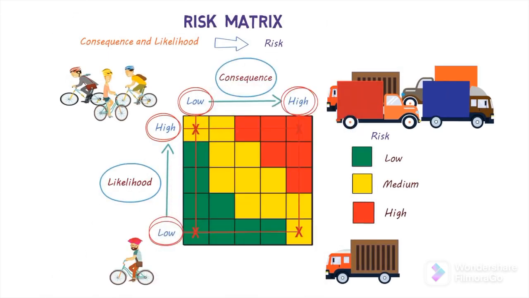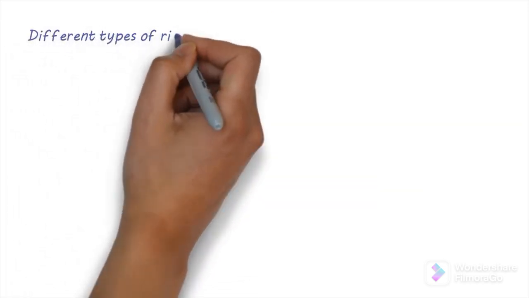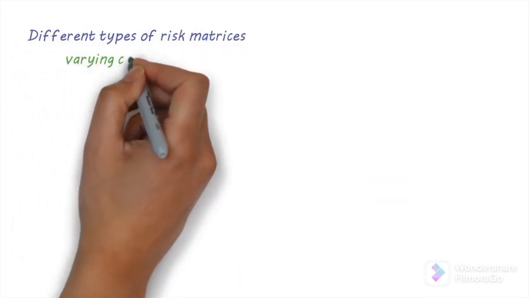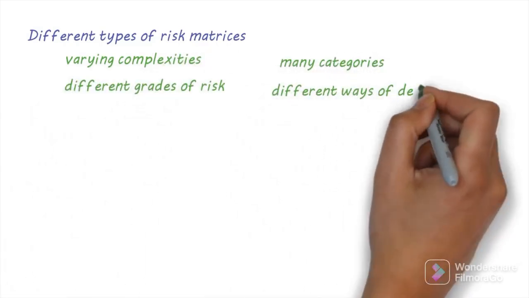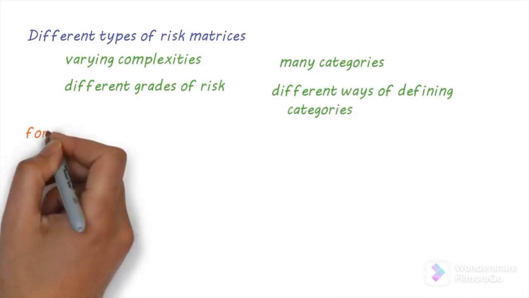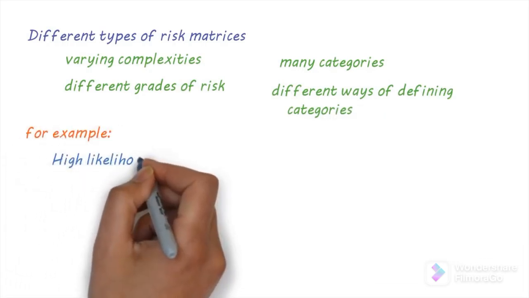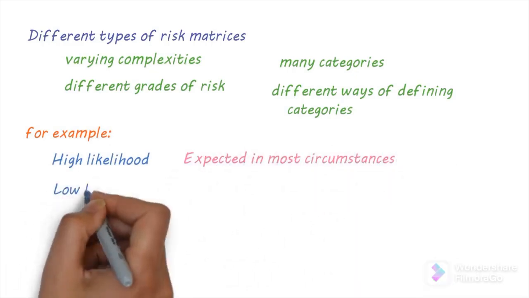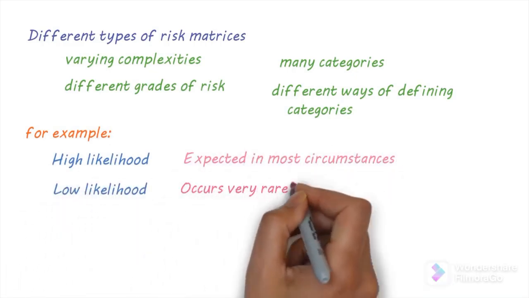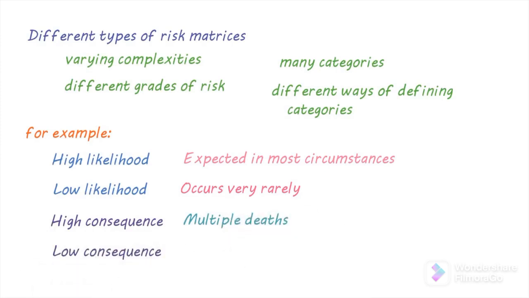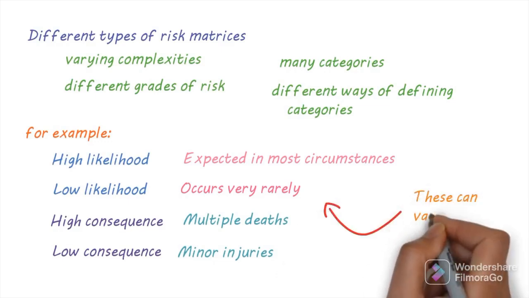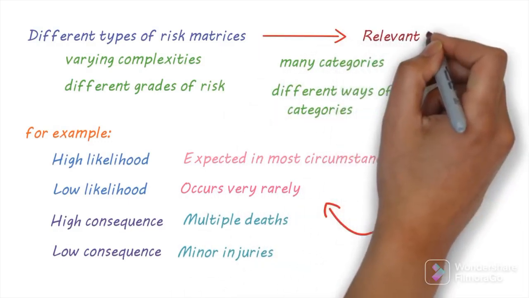So that's how a risk matrix can be used to determine the overall level of risk using an assessment of likelihood and consequence. There are many different types of matrices in use with varying degrees of complexity. They can have many categories and different grades of risk. They may also have different ways of defining categories of likelihood and consequence. For example, a high likelihood may mean that it's expected to occur in most circumstances, and a low likelihood may mean that it may occur only very rarely, such as once in 100 years. With consequence, a high consequence may mean multiple deaths, and a low consequence may mean only minor injuries. So, the risk matrix and the categories that are used can vary and therefore should be relevant to the situation and context in which the risk assessment is done.